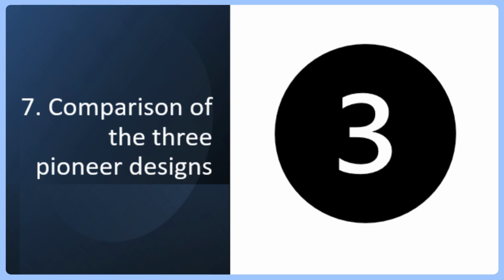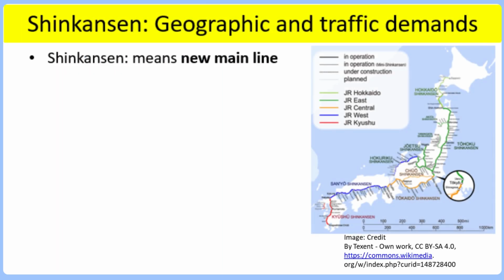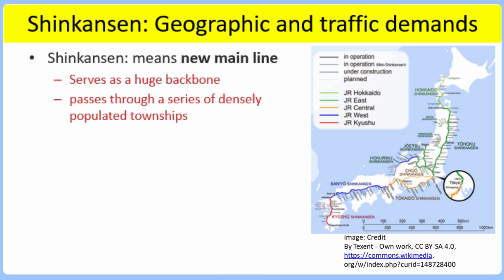Before going into the technical details of the 3 designs, we will go into the basic design philosophies of the Japanese Shinkansen and the French TGV. Shinkansen means new main line. It serves as a huge backbone from which smaller branches, not all high-speed lines, branch out to connect the entire country. It passes through a series of densely populated townships. It has frequent stops around 50 kilometers apart.